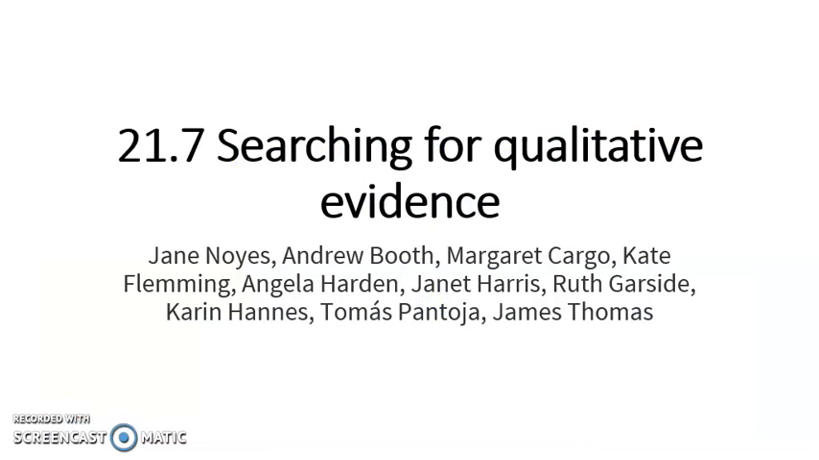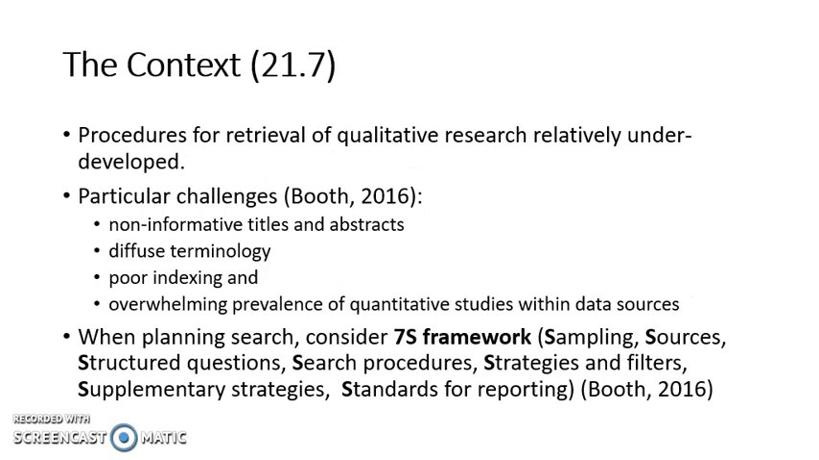So when we look at the Cochrane Handbook, we're specifically looking at Chapter 21 and Section 7 on searching for qualitative evidence, and this is the full list of Cochrane co-conveners. So the context for searching for qualitative research, as outlined in the chapter, is that compared with effectiveness reviews, procedures for retrieval of qualitative research are relatively underdeveloped. And there are particular challenges that we face with qualitative research.